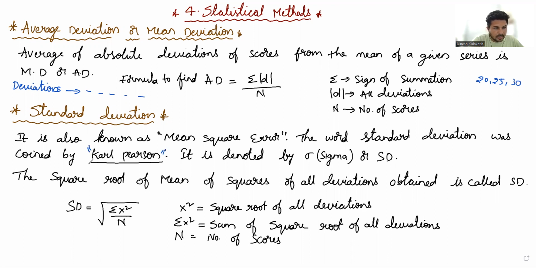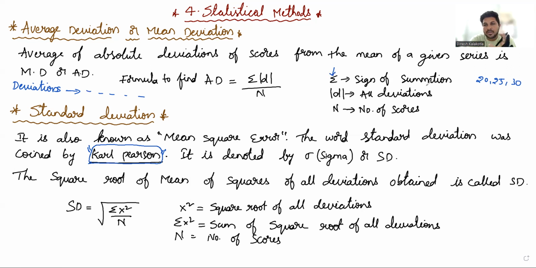It was first coined, or first used, by Karl Pearson, and it is denoted by sigma. This sigma is different. This sigma means standard deviation, and wherever you see the other sigma, it is nothing but the sign of summation.